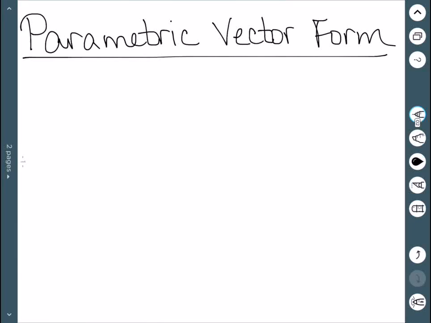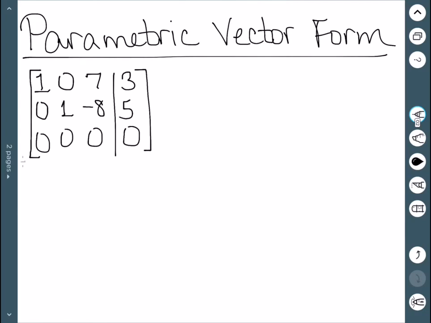We'll now discuss parametric vector form and how to properly represent lines and planes. First, we'll talk about what parametric vector form is, and the best way to do this is through an example. Let's consider a system of equations that we have row reduced, and we get this.